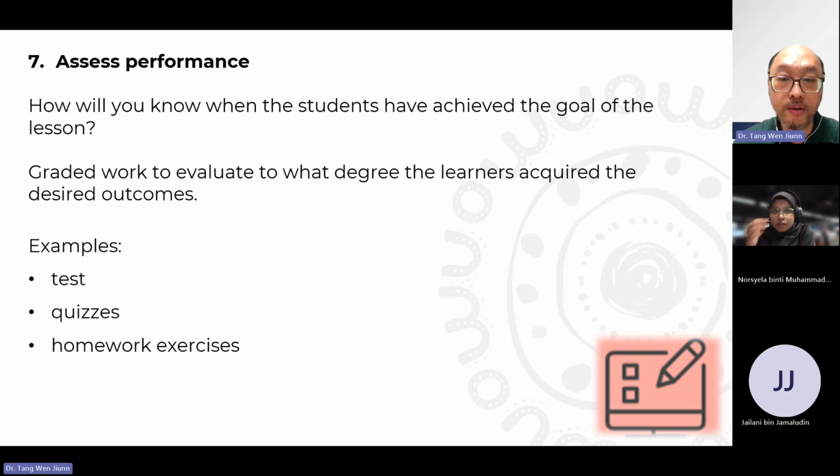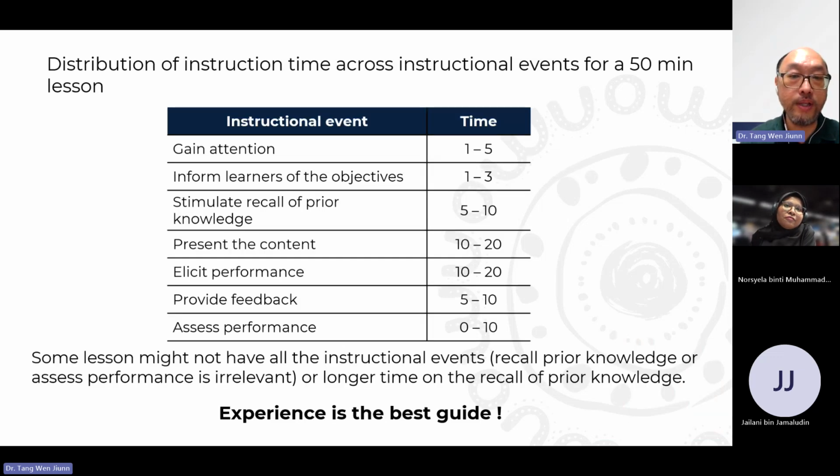So basically these are the 7 steps, Gagne's steps, from gaining attention all the way to assess performance. Then we ask how long we should do this. It depends on your class. Of course you have to try and error to see whether or not you can do this. The allocated time here is basically just a suggestion. This is for a 50 minute class, so you can see all the time spent here is within 5 minutes to 20 minutes.